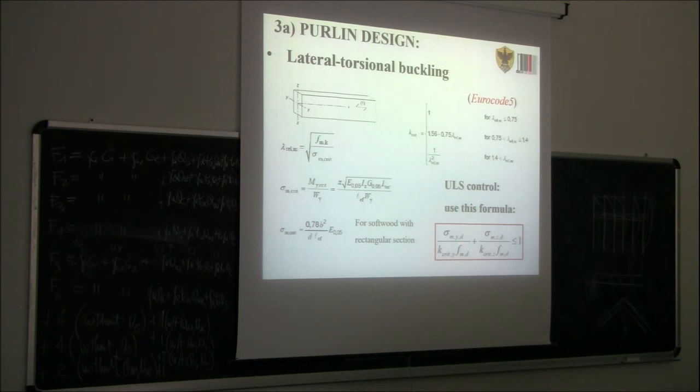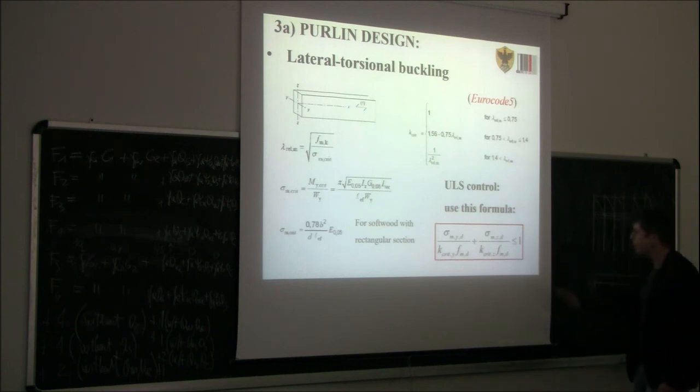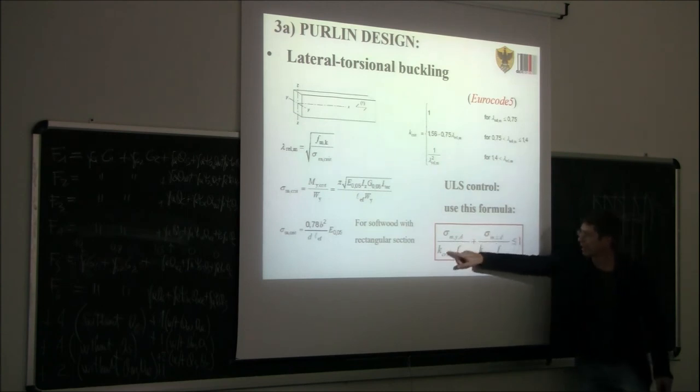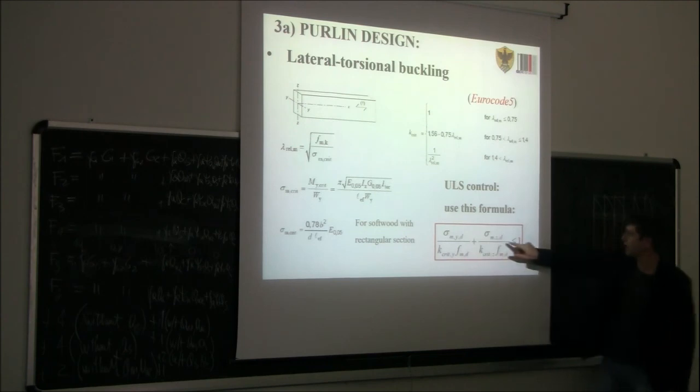So if you remember, last Monday for simple bending, we did this check here: sigma m,y,d divided by k_crit times f_m,d less than 1.